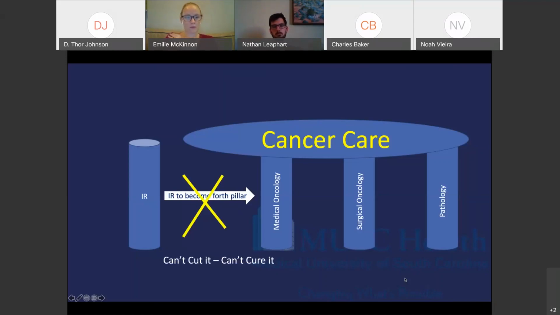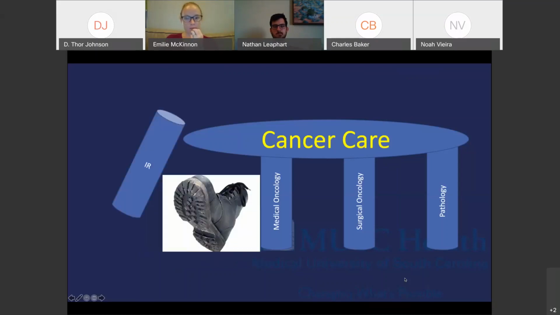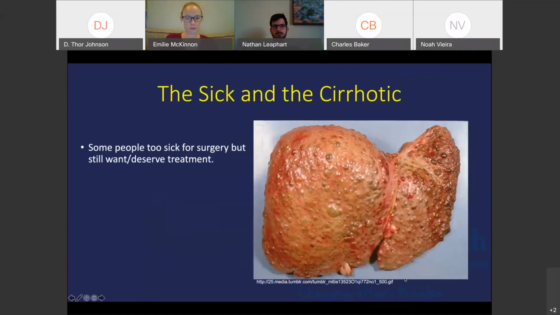And then the surgeons felt like, you can't cut it, you can't cure it. So we didn't help them. And the pathologists weren't even fans of us because at the time we weren't getting them tissue. And so basically, we were having problems in all three of these areas. And so that led to IR being booted out of cancer care until the early 80s, which is when we had the beginnings of what is now a very robust role in cancer care. And that started with cirrhotics.